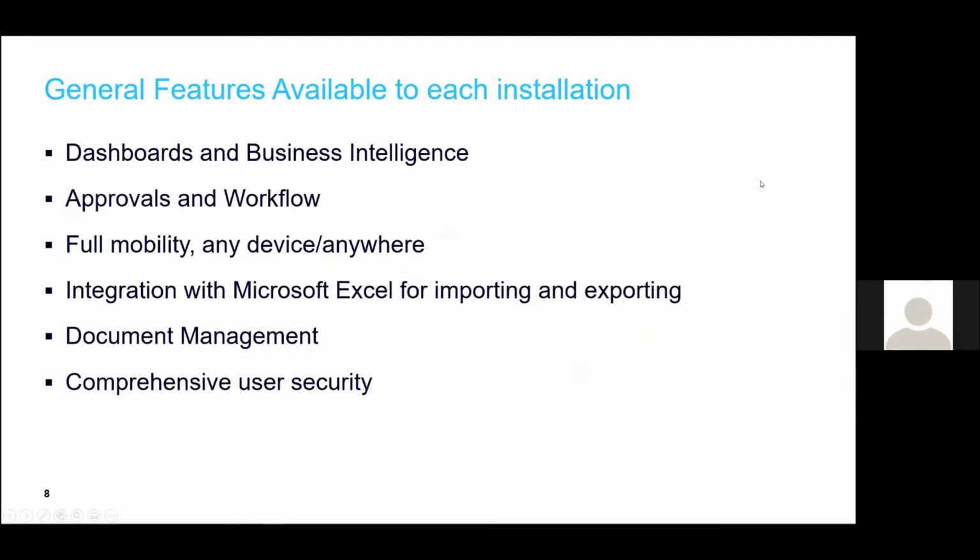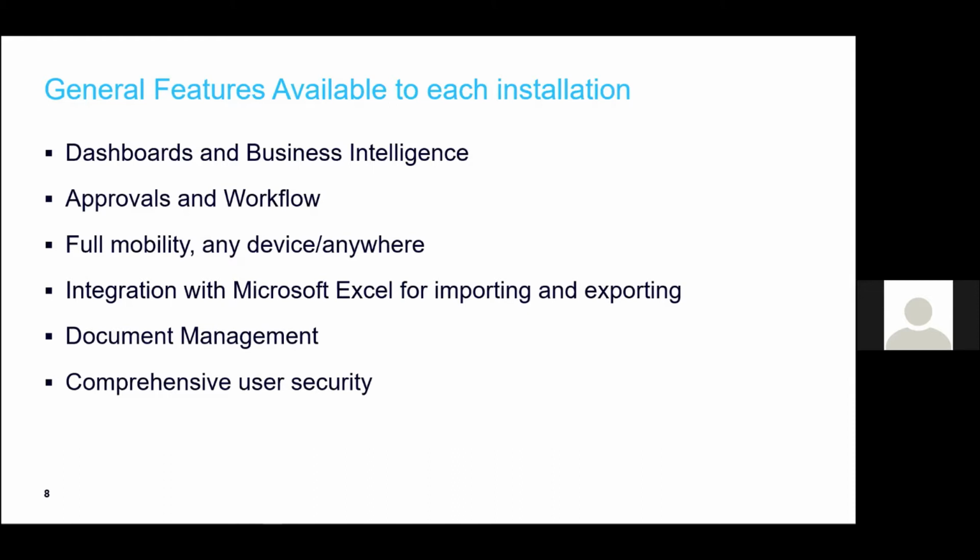So, general features that are available for every installation of Acumatica. Every installation, no matter what edition of Acumatica you get, comes with dashboards and business intelligence. Every installation comes with approvals and workflows. By approvals, we're talking about, let's say, purchase order approvals or purchase requisition approvals, where somebody's manager is approving a requisition before it becomes a purchase order, based on dollar value or lots of different criteria.